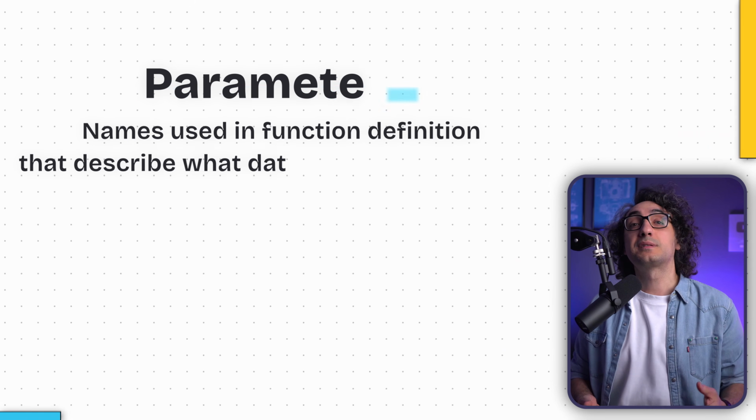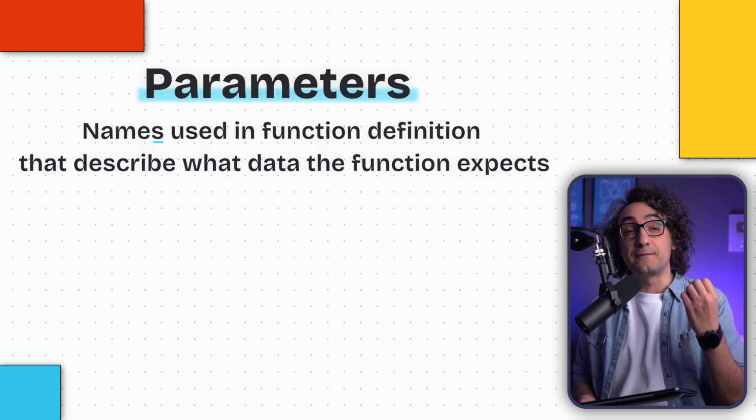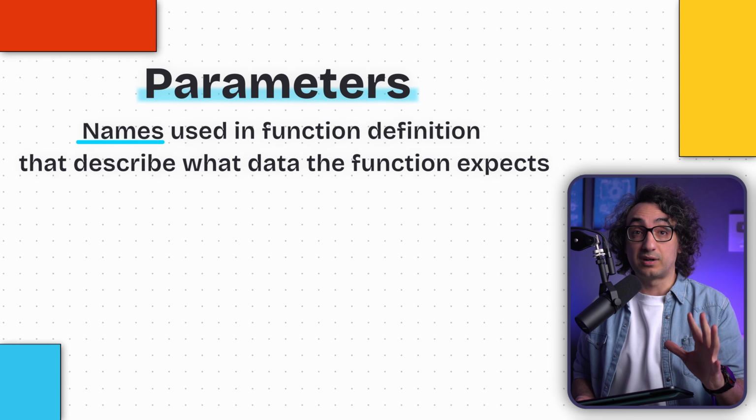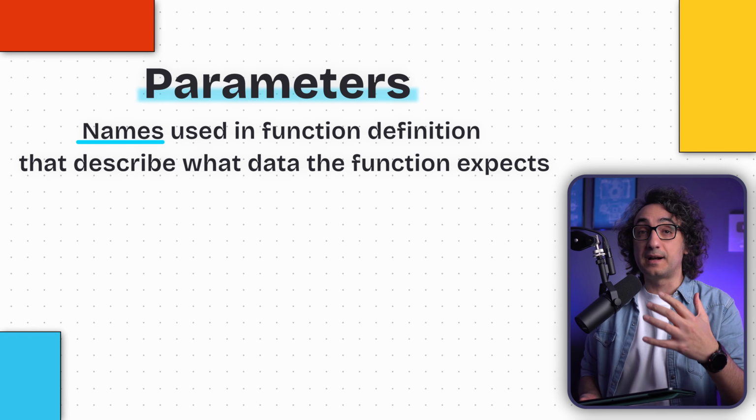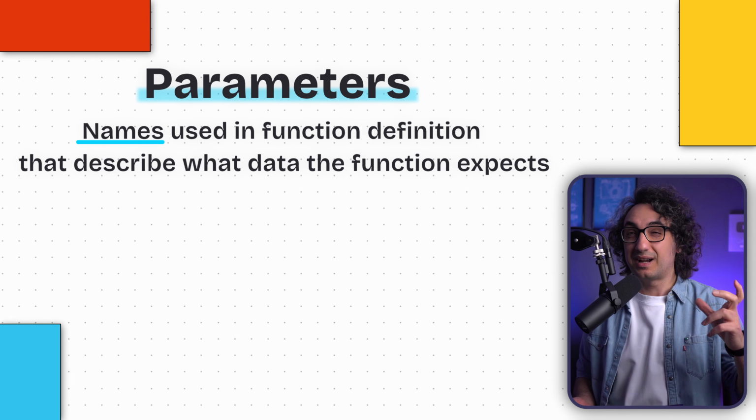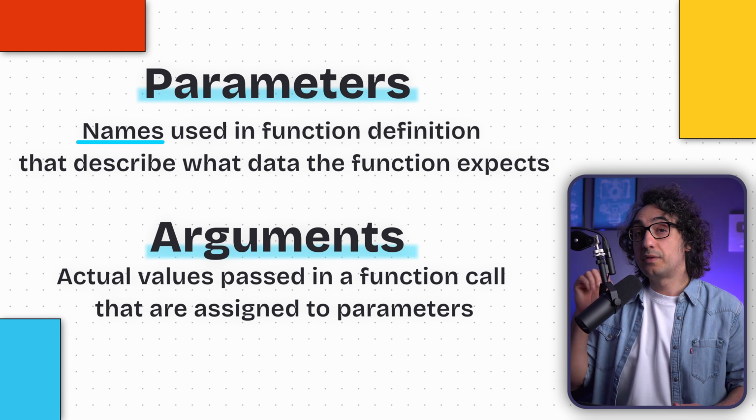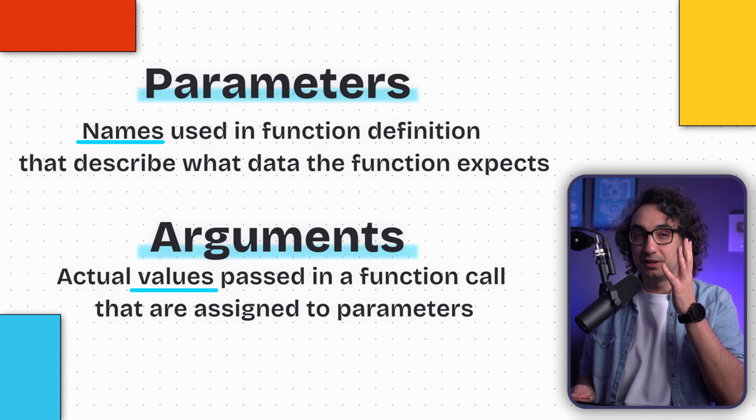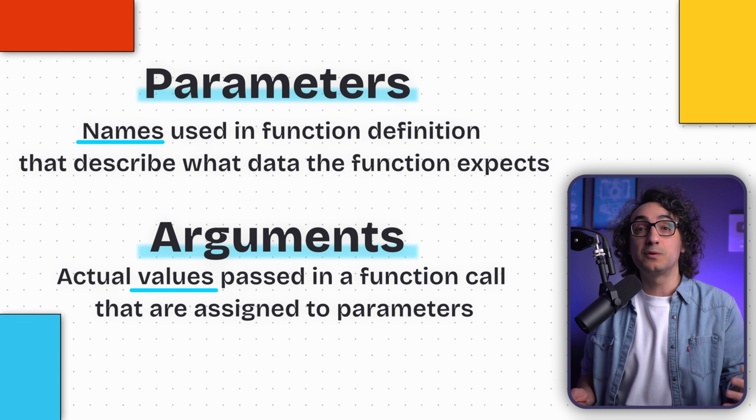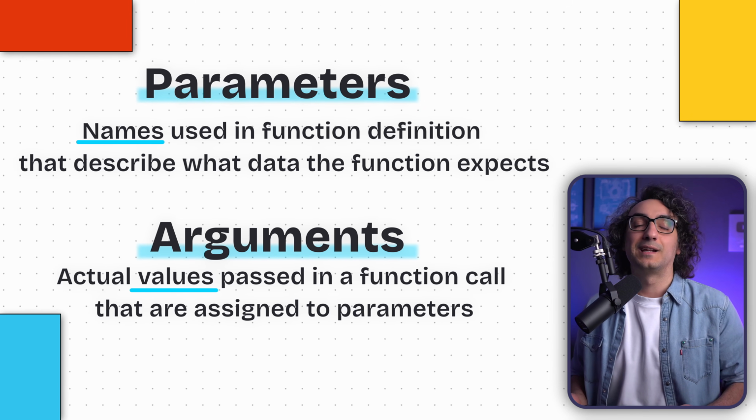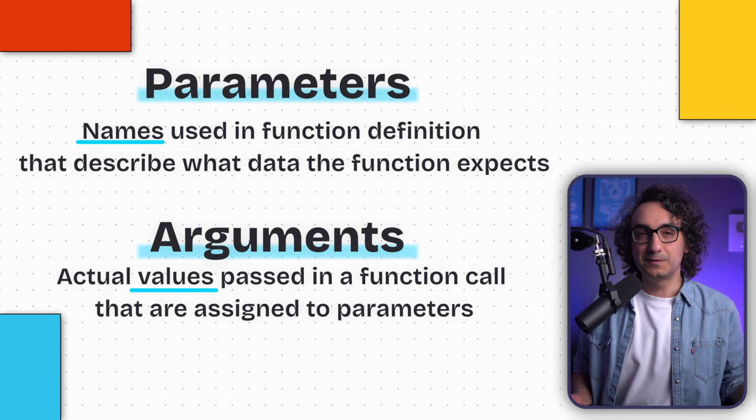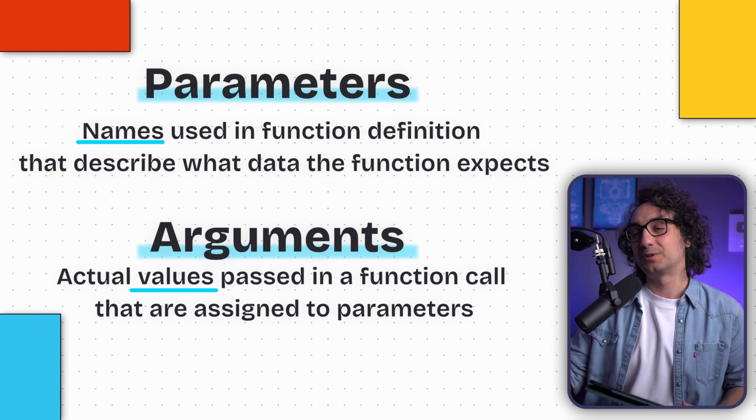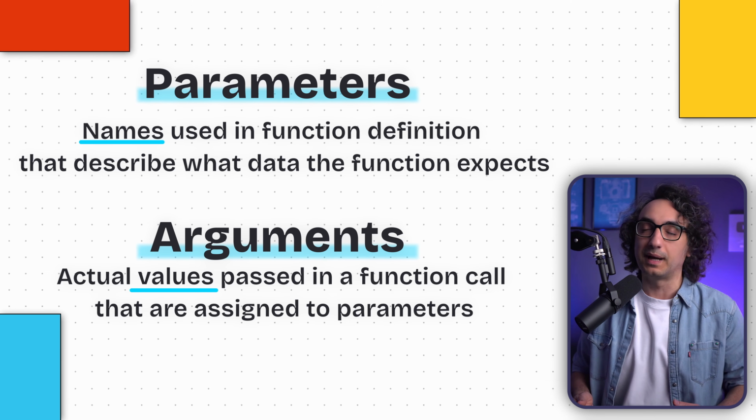So now, what are parameters and arguments? The parameters are names that you write in the function definition in order to describe what kind of data the function expects. So you are describing the input. The arguments are the real values that you pass when you call the function. So they are your actual data that is used when the function is executed. Of course, this might sound a little bit confusing, but in order to understand it, I'm going to show you an example and how things work behind the scenes.